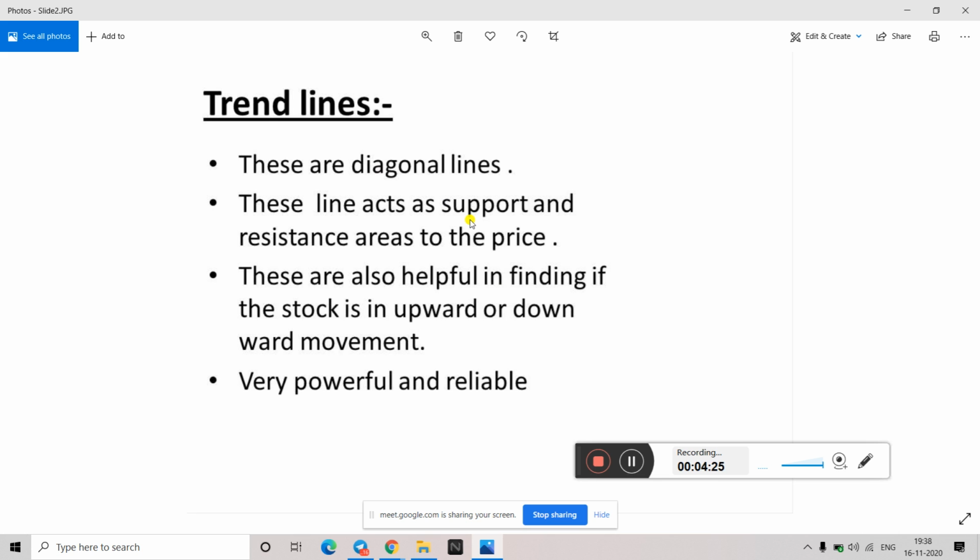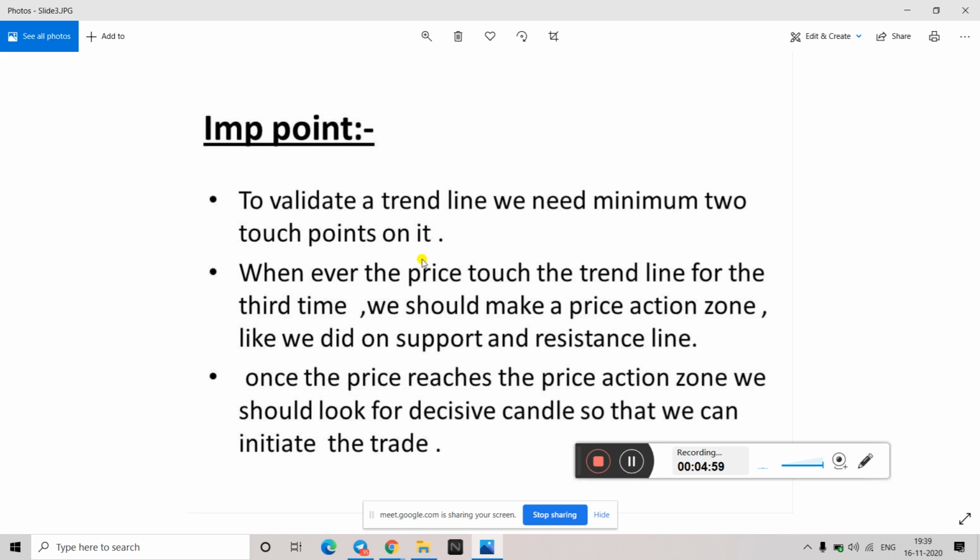Support means where buyers are there in good amount, a buy zone kind of a thing. At that particular line, we call it a support, and when there are a lot of sellers at some particular area, we call that resistance. We'll talk in detail in the next few slides about how you can segregate which trend line is giving support and which is giving resistance. It is very powerful and reliable, and you must have an idea how it works. These are a few important points.